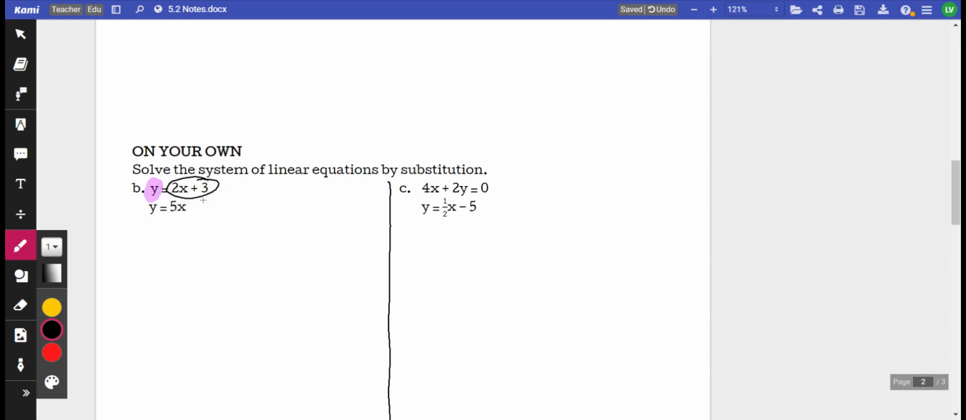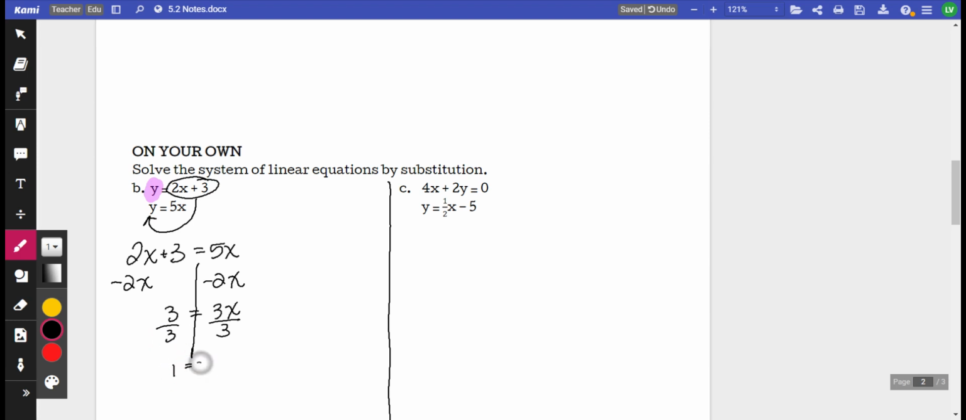I'm going to take this 2x plus 3, and I'm going to substitute this y in. 2x plus 3 equals 5x. Again, I replace the y with the 2x plus 3. So now I'm going to extend my equal sign and subtract 2x from both sides. I get 3 equals 3x. I'm going to divide both sides by 3. 1 equals x. So I have x equals 1.